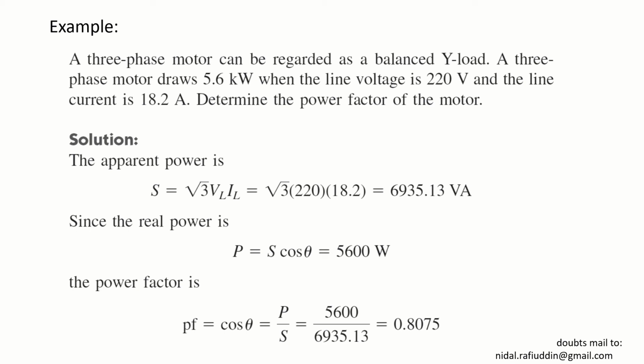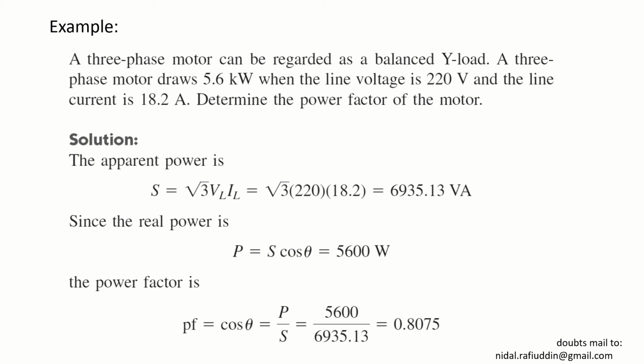So when the line voltage given to this motor is 220 volt and the line current is 18.2 amperes, the power consumed is 5.6 kilowatt. You have to determine the power factor of the motor, which is cos theta, the angle that exists between voltage and current, and is the same angle used to compute the average and reactive power from the apparent power.